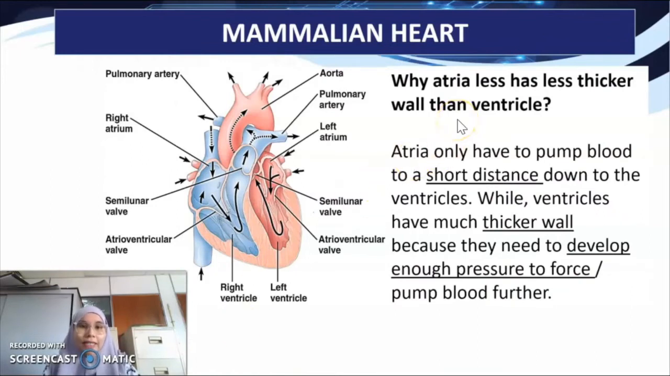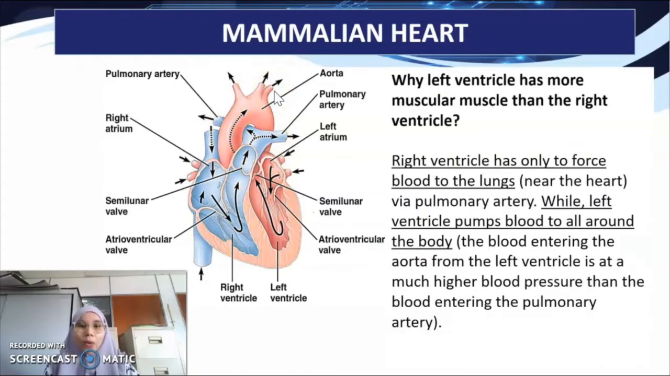Why do atria have thinner walls than ventricles? Atria only have to pump blood a short distance down to the ventricle, while ventricles have a much thicker wall because they need to develop enough pressure to force blood to pump further. The left ventricle is more muscular than the right ventricle, because the right ventricle only has to force the blood to the lungs, while the left ventricle pumps the blood to the whole body.